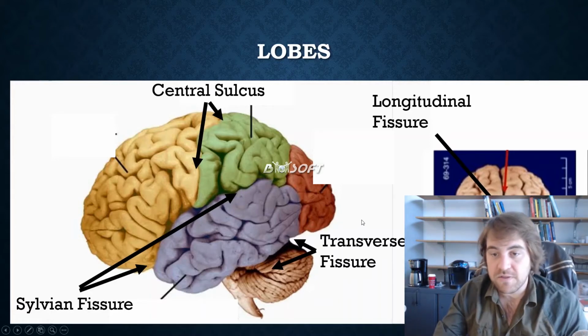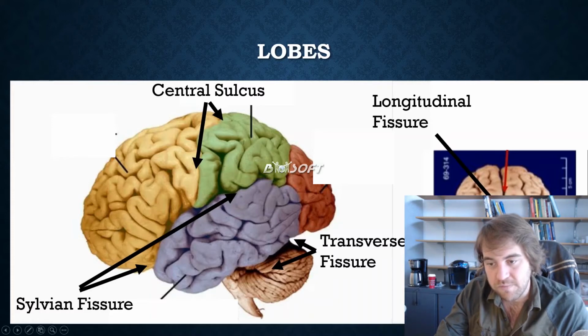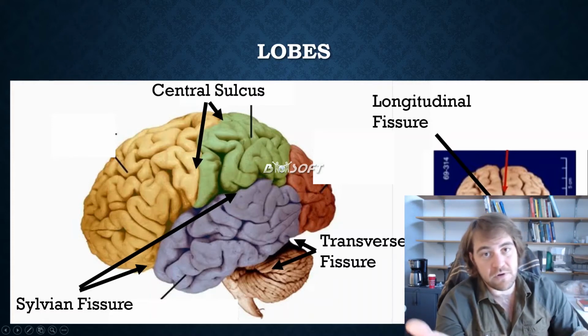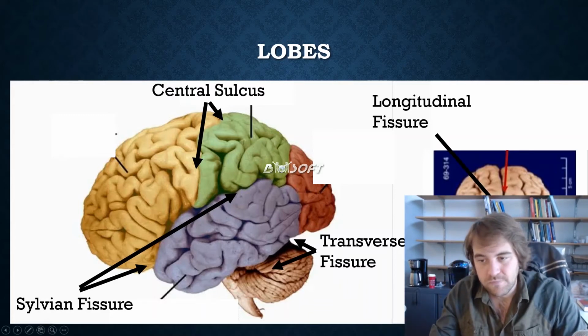And then the last one is the longitudinal fissure. This one's pretty easy, though. It runs along the length of the brain and separates the two hemispheres. Two hemispheres are connected by what? You remember? Corpus callosum. So mostly they're apart, though.